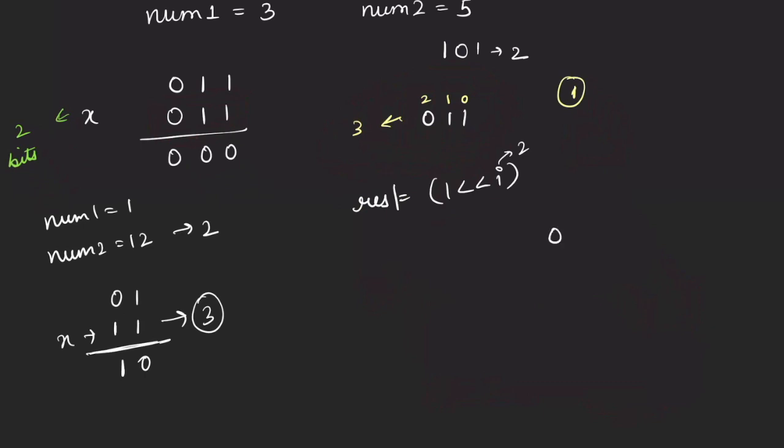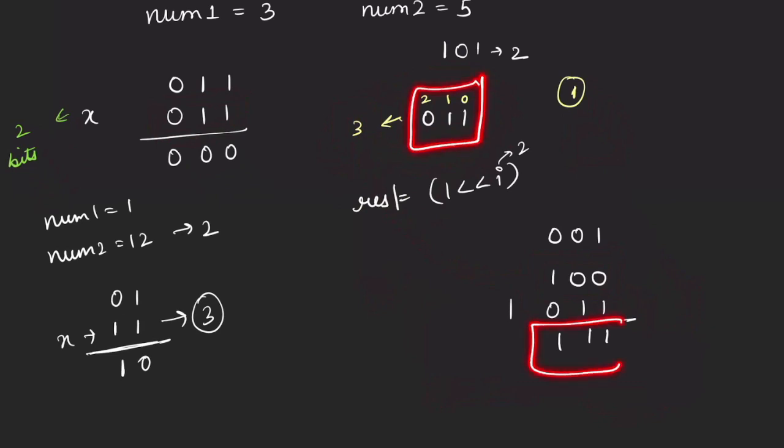So again, 1 in binary will be this. We will do left shift by 2 times. So we will get 1, 0, 0. And then you will do the bitwise OR of this number with 3, so it will be 0, 1, 1. When you do its OR, you will get 1, 1, 1. Right? So now this was 3, but now 3 is this because we have set the second bit, right? So this is how we set the bit.